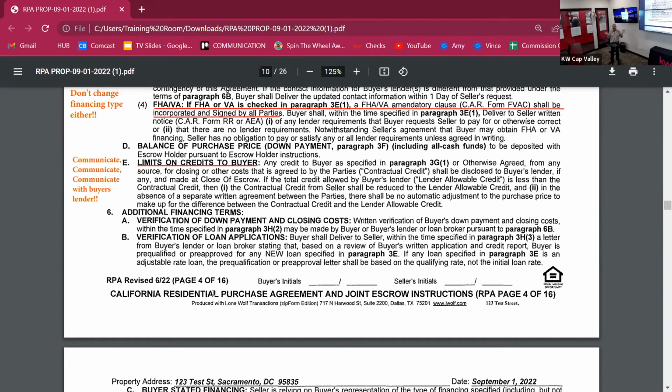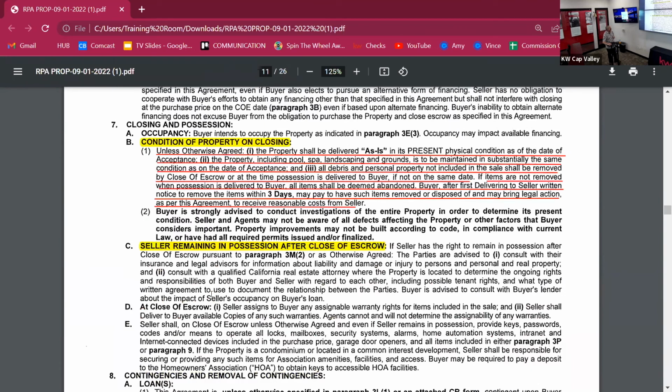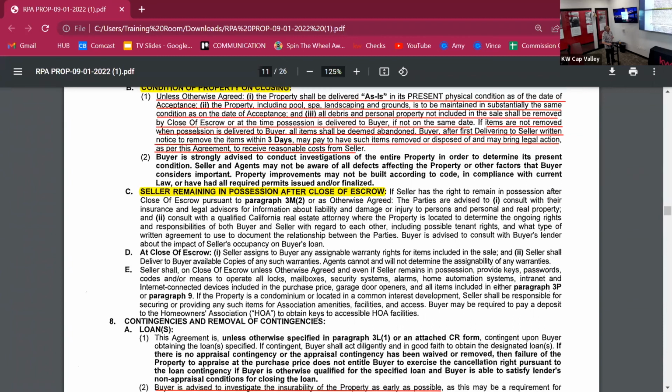The $3,000 just goes away. So that's that. We already talked about sellers remaining in possession at the close of escrow, the difference between a license and a lease, and condition of property at close. Property should be delivered in as-is condition, subject to any repairs the seller agreed to do. The seller should remove all their personal property.